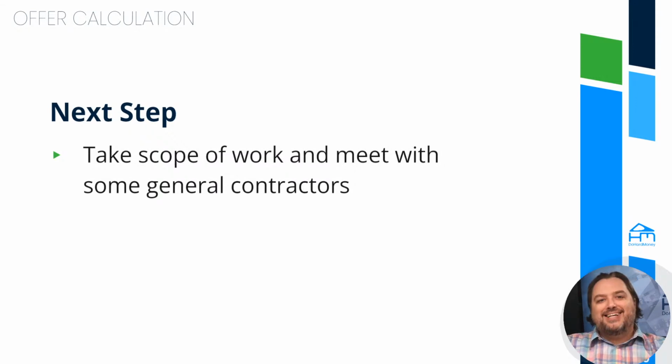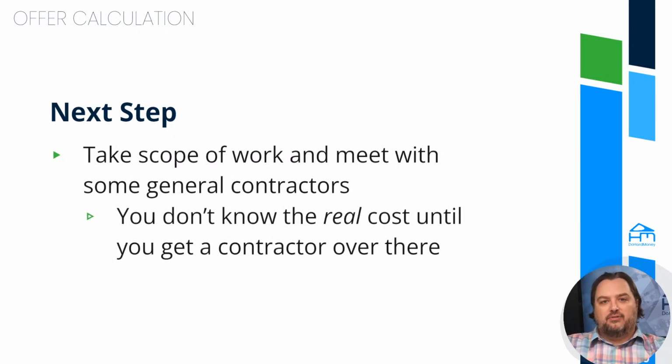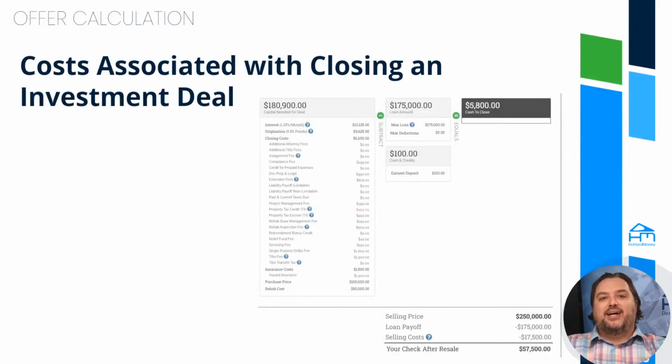Now, let's talk about some next steps. Let's take the scope of work and let's meet with some general contractors. You're not going to know the real cost until you actually meet with those general contractors. And then you're going to look at all the different costs associated with actually doing a deal, like attorney's fees and title fees and compliance fees.